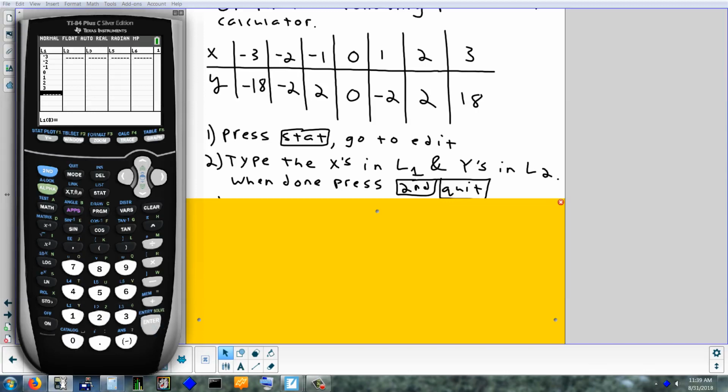Now type the y values in L2. To get to L2, press the right arrow. Now we just type in -18, -2, 2, 0, 2, 2. If you notice, it's a mirror image. Look at the y values. They're the same values, 18 and 18, just positive and negative. Same with the x values. Any questions on that stuff?